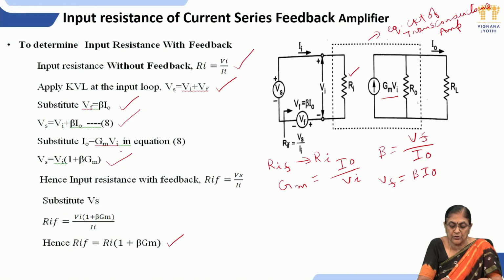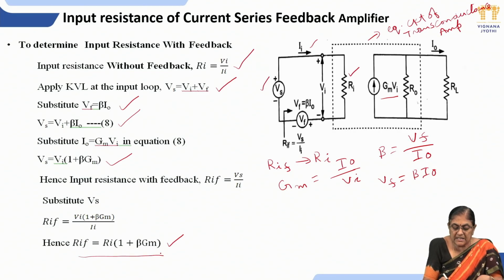Substitute I naught is equals to Gm into Vi in equation 8. Then Vs is equals to Vi into 1 plus beta Gm. But input resistance with feedback, RIF, is equals to the ratio of input voltage of the current series feedback amplifier to that of input current, Vs by Ii. Substitute Vs in the expression of RIF. So therefore RIF is equals to Vi into 1 plus beta Gm by Ii. Hence RIF is Ri into 1 plus beta Gm.